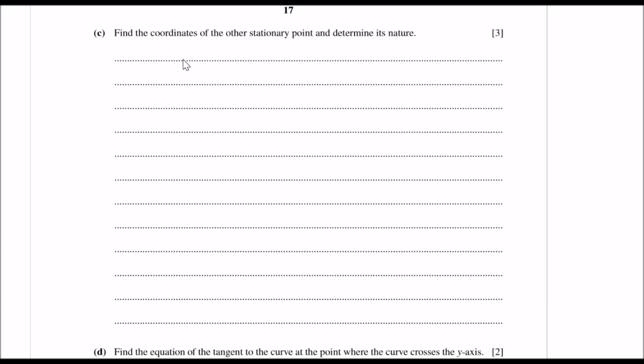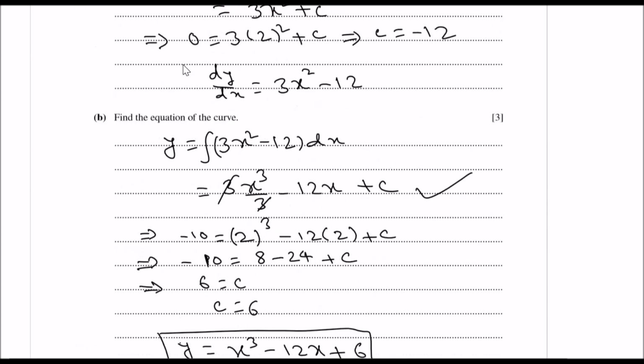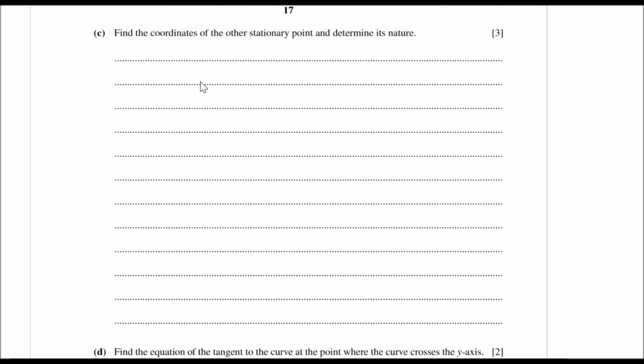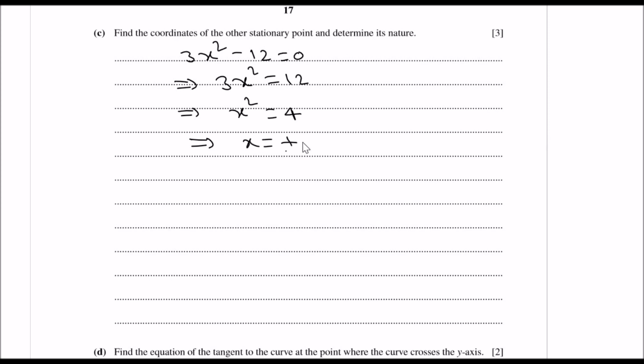So set dy by dx equal to 0, and we can see here dy by dx is 3x square minus 12. So 3x square minus 12 equal to 0. So this implies that 3x square equal to 12. This implies that x square equal to 4, and so x equal to plus minus 2.